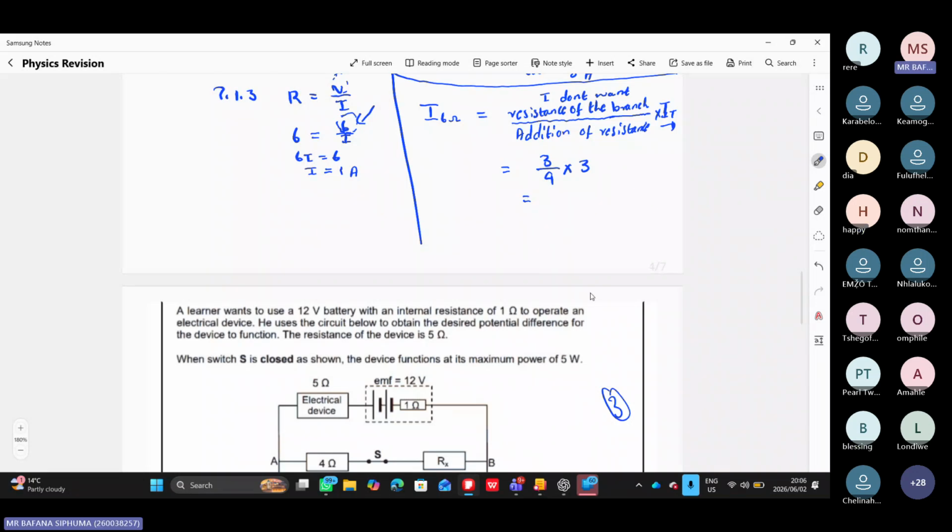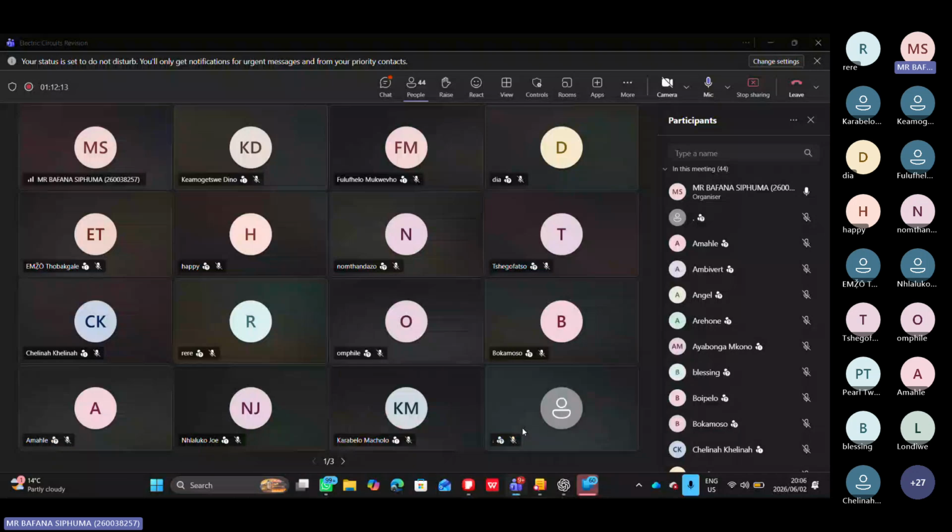One. We get 1 ampere. So you see, you can do it in any of the ways that I did here. But do you guys understand the ratios that I did? You all understand?